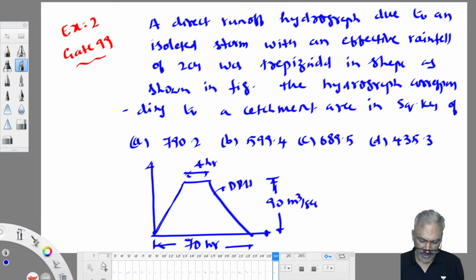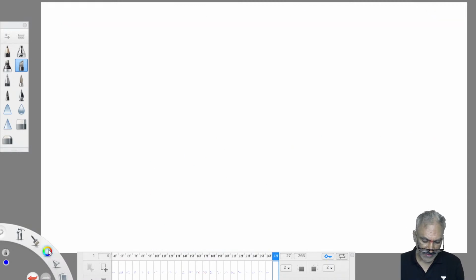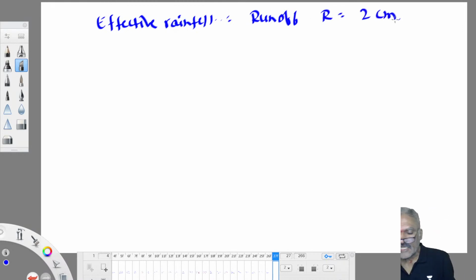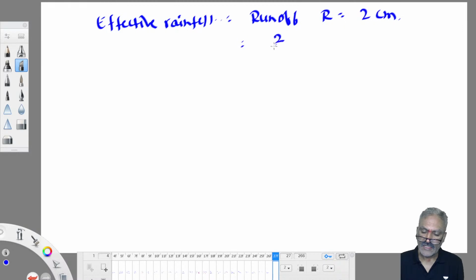So what have we been asked to find out? Catchment area. How to find catchment area? Volume of runoff by depth of runoff. Effective rainfall is given to you. What does effective rainfall mean? Runoff only. In the last question, runoff was unknown and catchment area was given. But in this question, runoff is known and you have to work out the catchment area, exactly the opposite. 2 centimeters means 2 by 100 meters. So the area of catchment you have to find out.